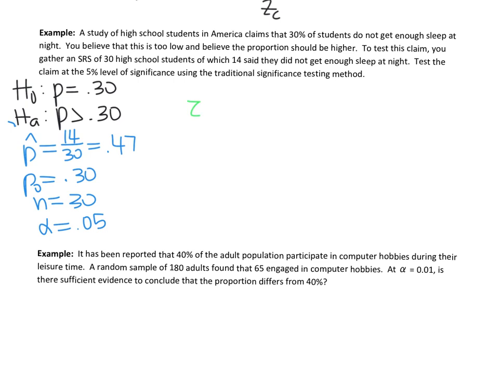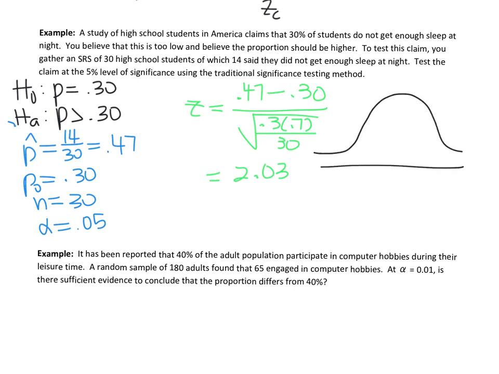Next, we're going to calculate our test statistic. So we're going to do 0.47 minus 0.30 all over the square root of 0.30 times 0.7 all over 30. And we're going to get 2.03.